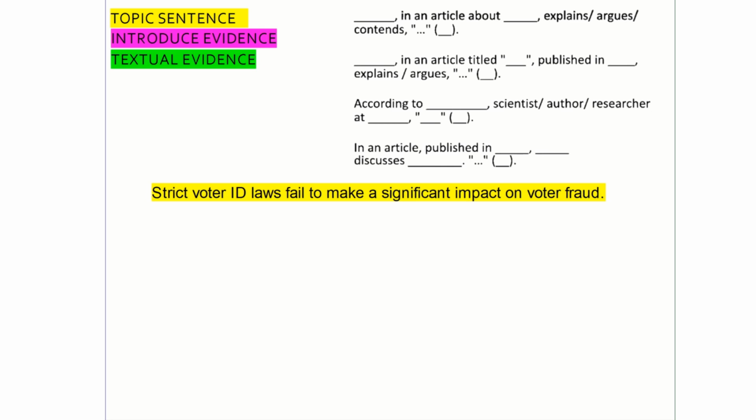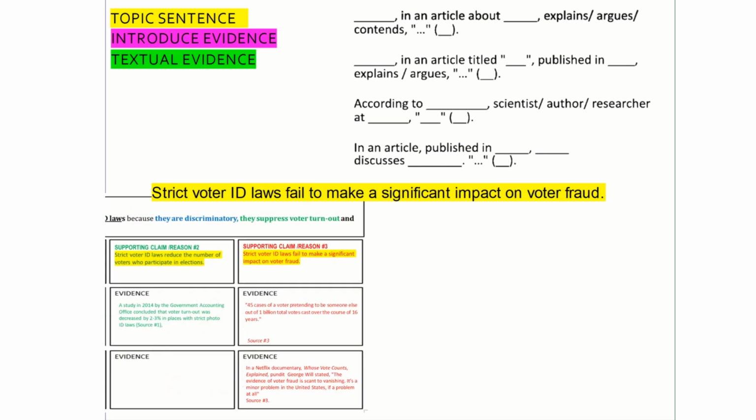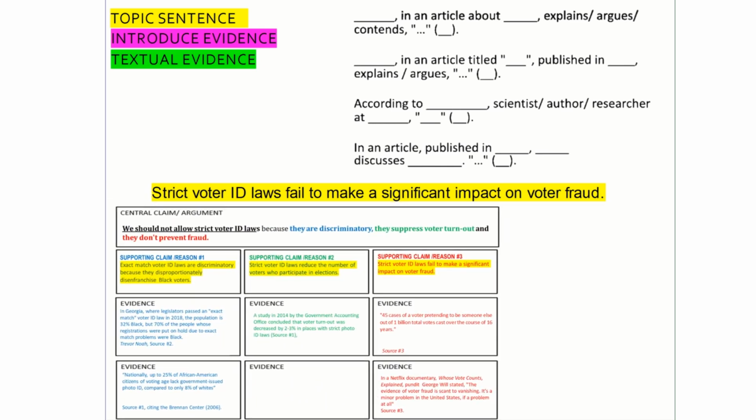Okay, next. So I have my topic sentence, and now I'm going to introduce my evidence. So I'm going to go back to that organizer page. I'm just going to pull over my organizer that I already have right here, but you're going to go back and look at 2.6. And I'm going to choose the piece of evidence that best supports my claim, that strict voter ID laws fail to make a significant impact on voter fraud. So my evidence that I'm going to choose is 45 cases of a voter pretending to be someone else out of 1 billion total cast over the course of 16 years.